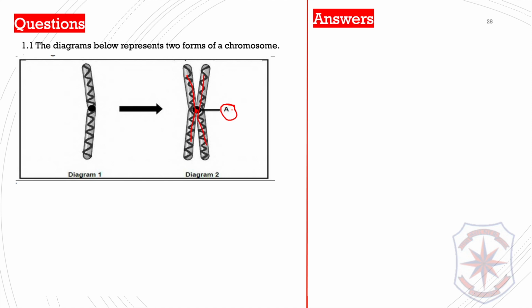So how do we move from an unreplicated chromosome to a replicated chromosome? DNA replication has to take place during interphase, like we said in the slides of the lesson. Question 1.1.1 would, of course, be identify part A. And the answer is that part A is a structure in the center of a chromosome that holds the two chromatids together. That structure is the centromere.